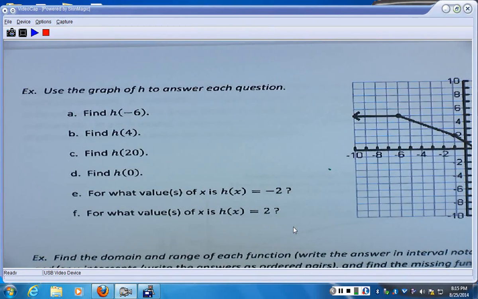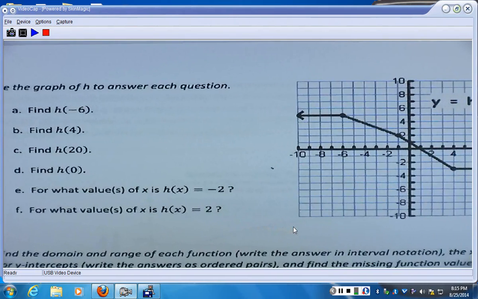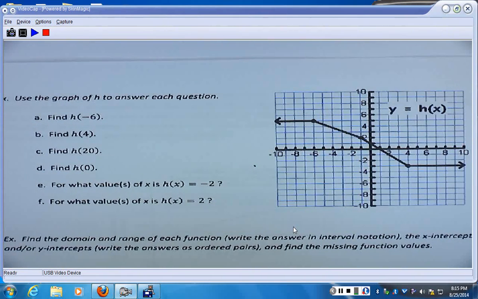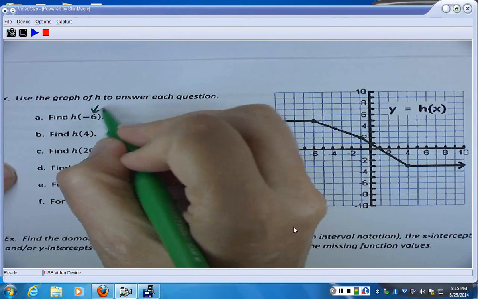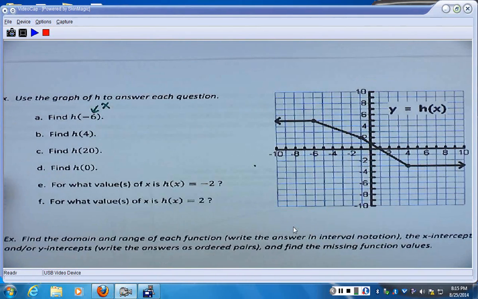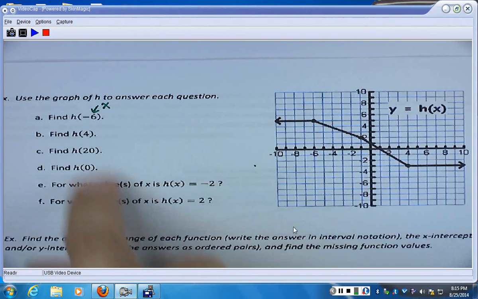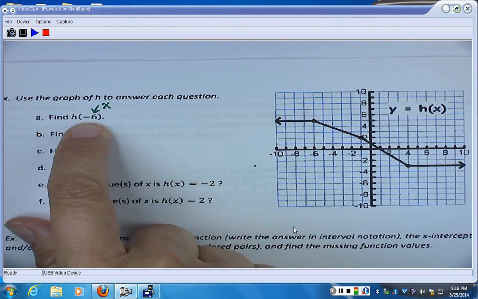Okay, so this is an important type of example because you're gonna need to be able to do this on your homework and on your test and everything. So we're gonna use the given graph to answer each question. So you need to understand function notation. Whatever's inside of these parentheses, that is your x. Here's the function, y equals h of x. Find h of -6.